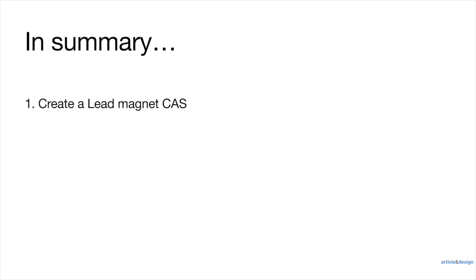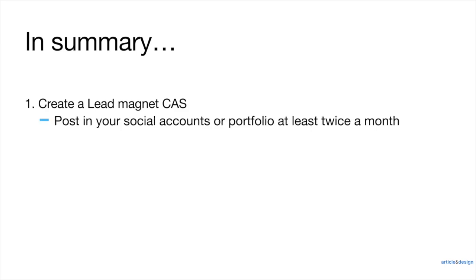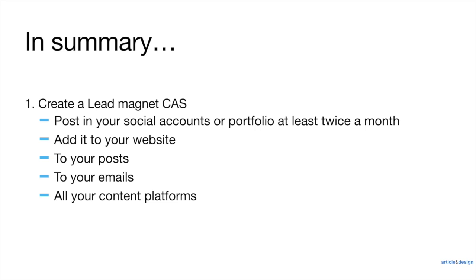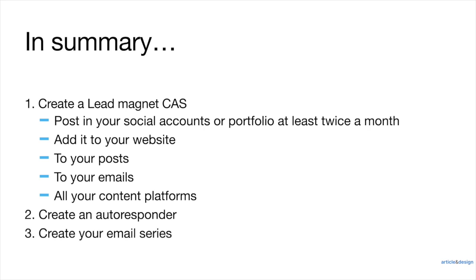In summary, you create a lead magnet, client acquisition strategy mo, and then you post it in your socials or portfolio at least twice a month. And then add it to your website, to your posts, or to your emails, or all your content platforms, ganimitin mo siya. And next is you create an autoresponder, okay? That's where you can actually set up the email series that you have. And then ganun siya. It's an evergreen cycle that you can do from time to time. Because once you create the autoresponder email series mo doon and the lead magnet, once mo lang siya gagawin, then the next na gagawin mo is ipopromote mo lang siya.